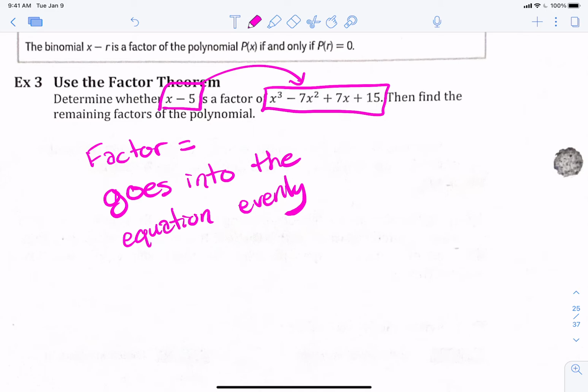So the way that I can figure this out is if I look at x minus 5, I want to see if it goes into there. I can figure out what its remainder is. If the remainder is 0, meaning it doesn't have a remainder, then it goes in there perfectly and it is a factor, right? So I want to see if x minus 5 goes into that function evenly. Okay, let's see if it goes in there evenly. So x to the third minus 7x squared plus 7x plus 15.